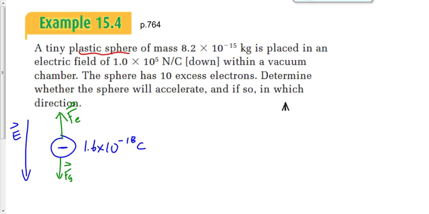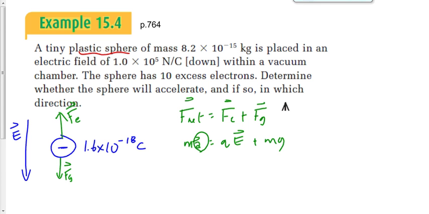Yep, good. Negative particle experiences a force opposite to the field. So we know it's upwards. All right, let's say F net is equal to the sum of the forces, Fe plus Fg. Let's say Ma is equal to Qe plus Mg. And then let's solve for A. If A works out to be 0, then it didn't accelerate. If it works out to be something, then it did accelerate. Mass is 8.2 times 10 to the minus 15. Solve for A. Q is 1.6 times 10 to the minus 18 times electric field of 1 times 10 to the 5.